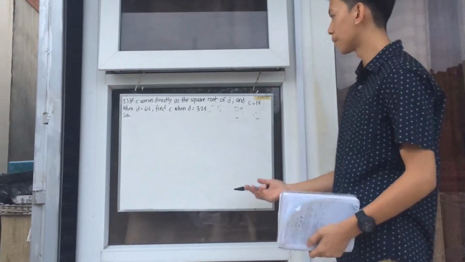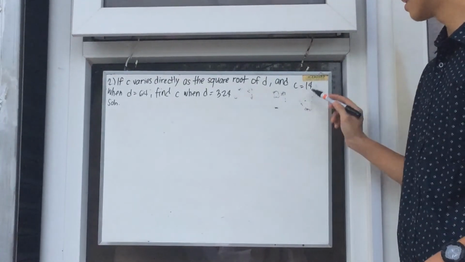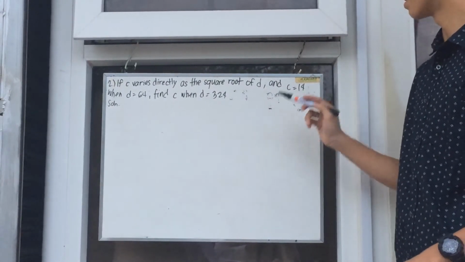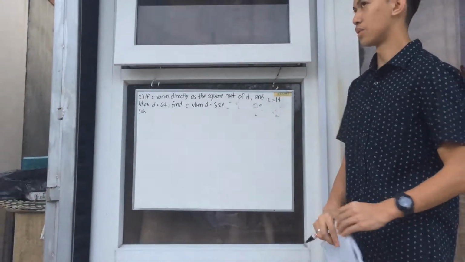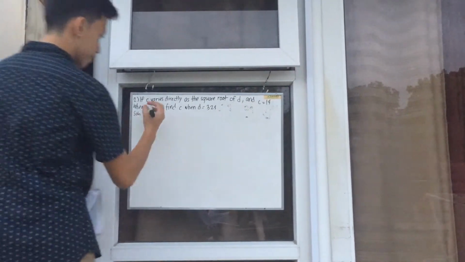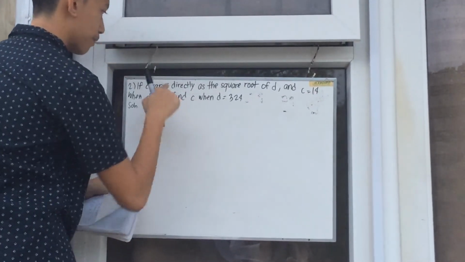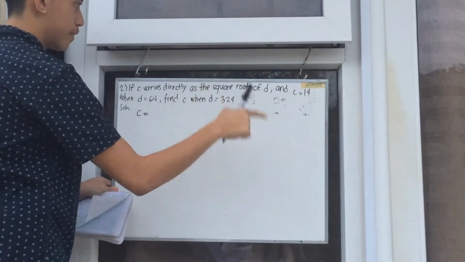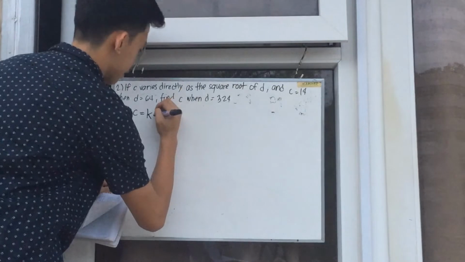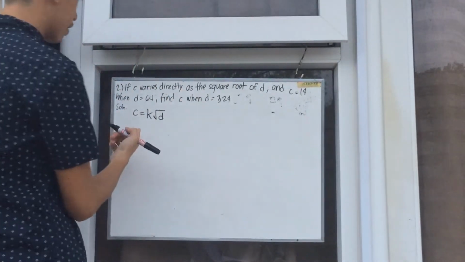We'll move on to problem number 2. If c varies directly as the square root of d, and c is equal to 14 when d is equal to 64, find c when d is equal to 324. So again, we make an equation for this. The equation will be c varies directly as the square root of d, so that will be c = k times the square root of d, where k is again a constant.